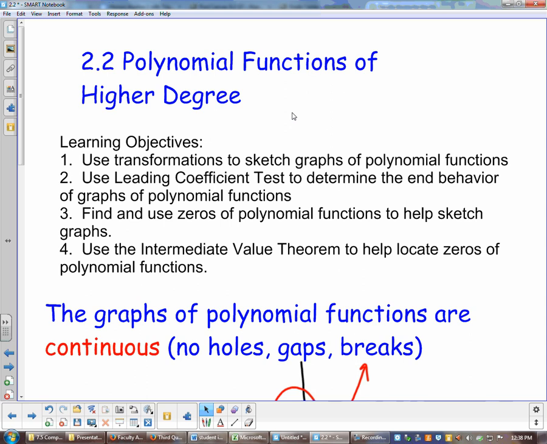so learning objectives, you do not need to write these down. Use transformations to sketch graphs of polynomial functions.